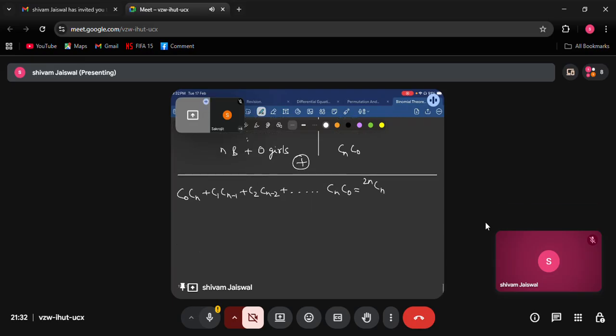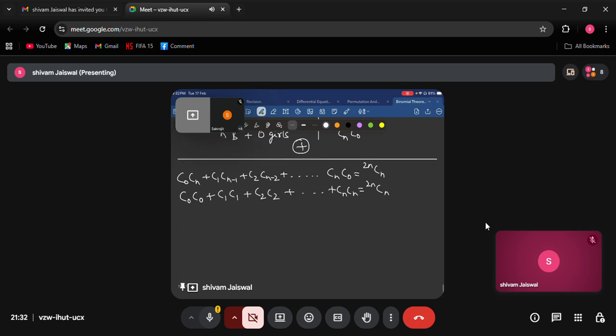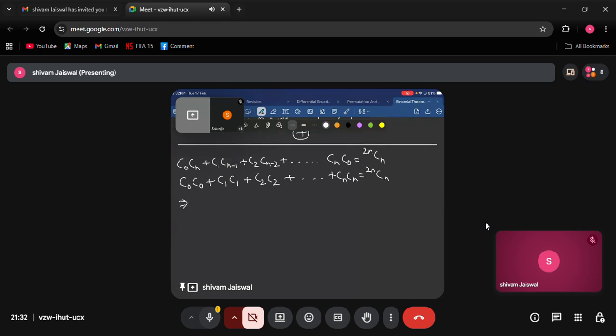Now what is Cn, everyone? Can I write Cn as C0? Can I write Cn minus 1 as C1? Yes, sir. Can I write Cn minus 2 as C2? Has everyone understood the proof? Okay. This implies C0 square plus C1 square plus C2 square plus and so on, plus Cn square is equal to 2n Cn.